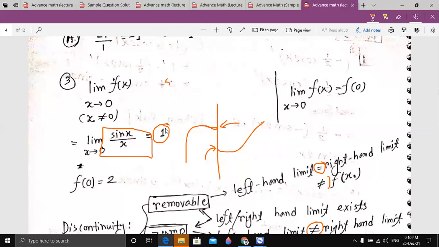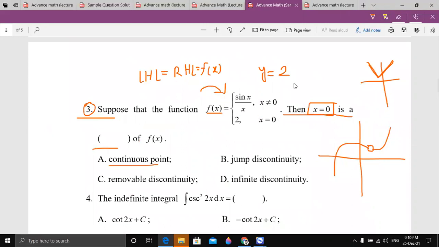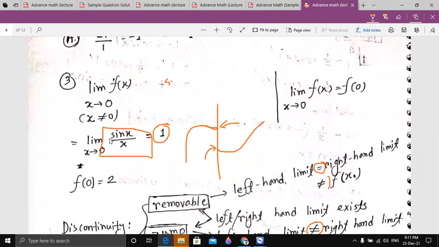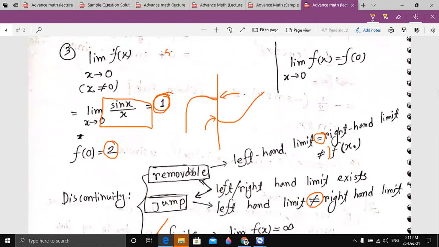So we get our function value. We have to see where x is equal to 0. The function value will be found where x is equal to 0. So we see here x is equal to 0, then our function value will be 2. So our left hand limit and right hand limit and our function value, they are not the same.